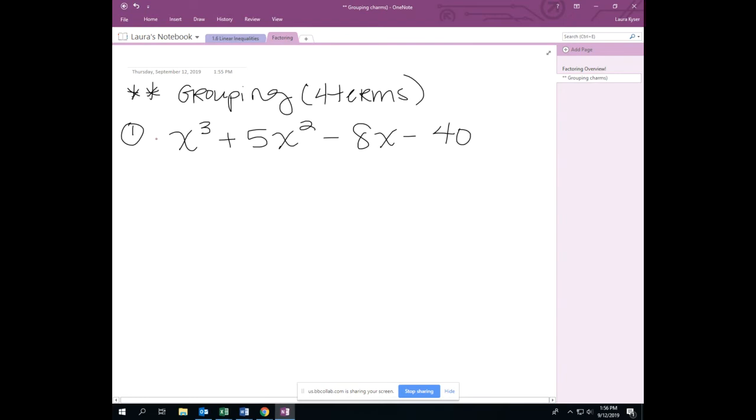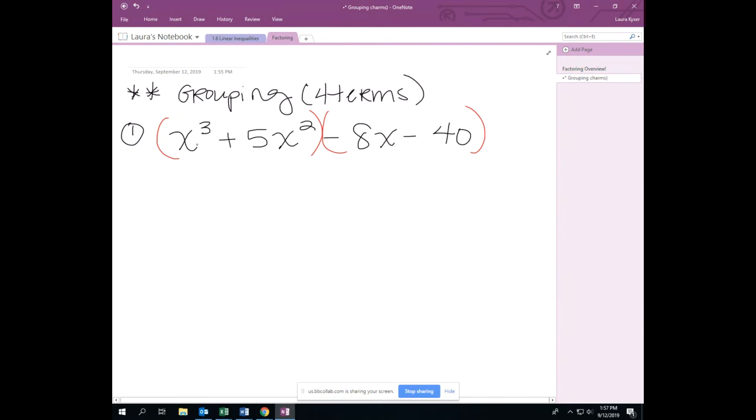To factor by grouping, you begin by grouping the first 2 terms and the last 2 terms together, essentially creating 2 separate binomial expressions. So I've created x cubed plus 5x squared, and I have created negative 8x and negative 40. We're going to consider them separately while we're going through and doing our factoring. And what we're trying to do here is find the GCF of each one individually and factor it out. So I'm looking for the common factors in each parenthesis.